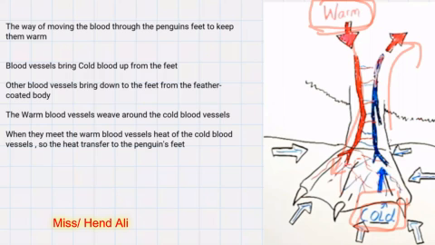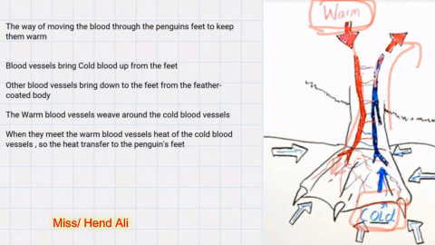So the blood vessels bring cold blood from the feet to the penguin's body, and the other blood vessels bring the warm blood down from the body to the penguin's feet, and there's an exchange of heat between both of them. So this makes the penguin's feet able to stand on ice for its whole life.